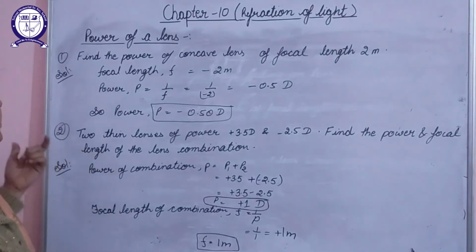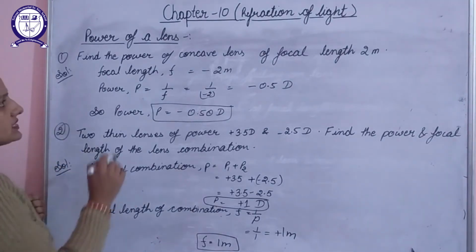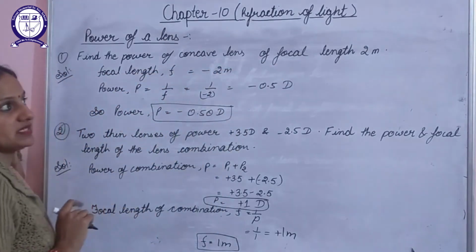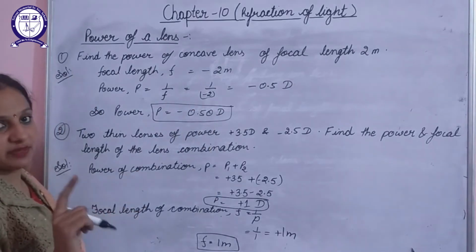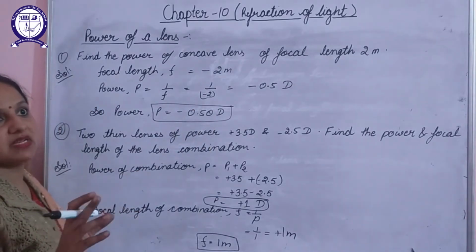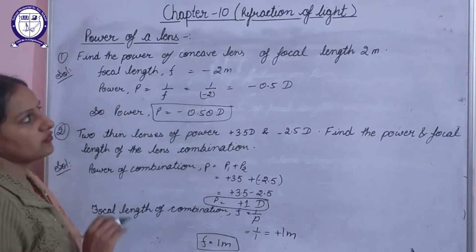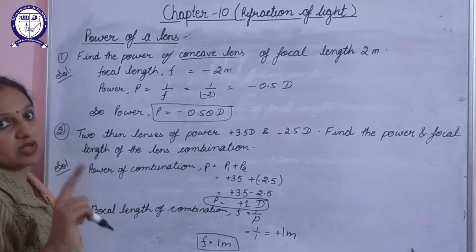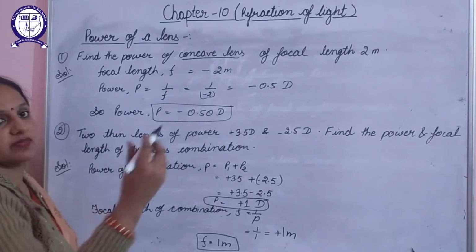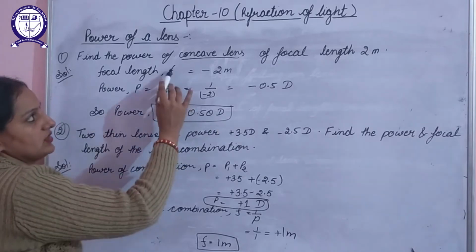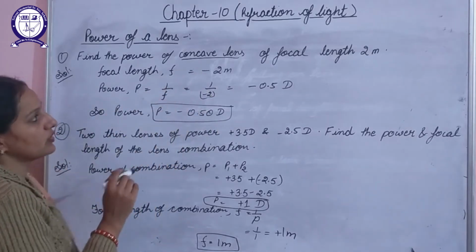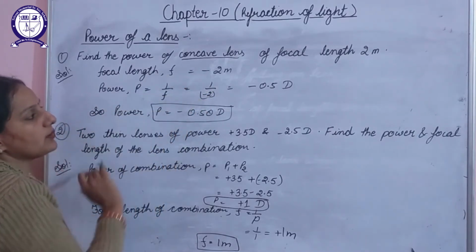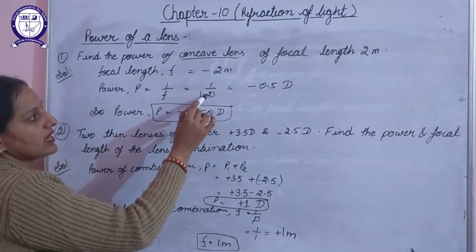Now let's talk about numericals based on power of a lens. The very first: find the power of a concave lens of focal length 2 meter. Focal length is given and we have to calculate power. The formula for power is very simple: power is the reciprocal of focal length. So focal length is given as 2 meter and it is a concave lens. The focal length of a concave lens is always negative because it lies on the left hand side. So we'll apply sign convention first to focal length, and then substitute the value of focal length in the formula of power. So 1 divided by -2.